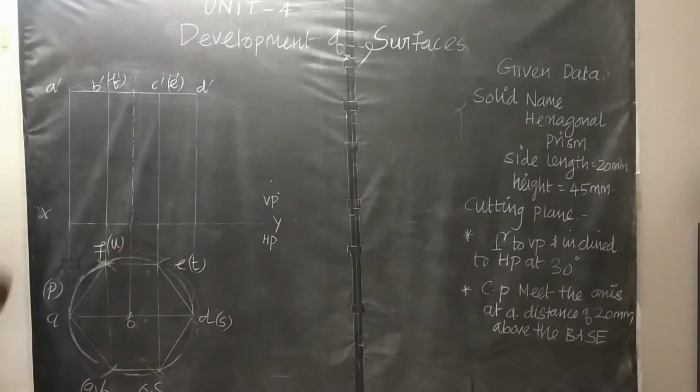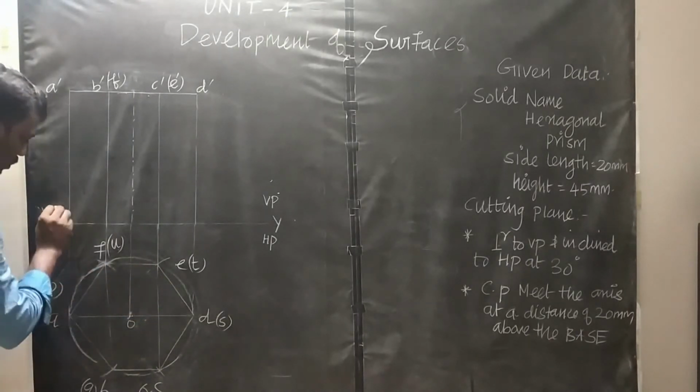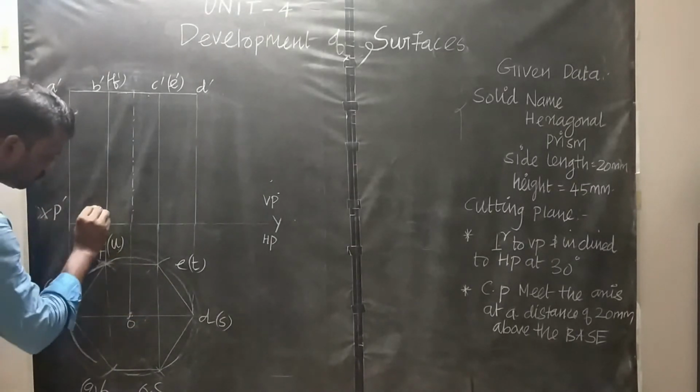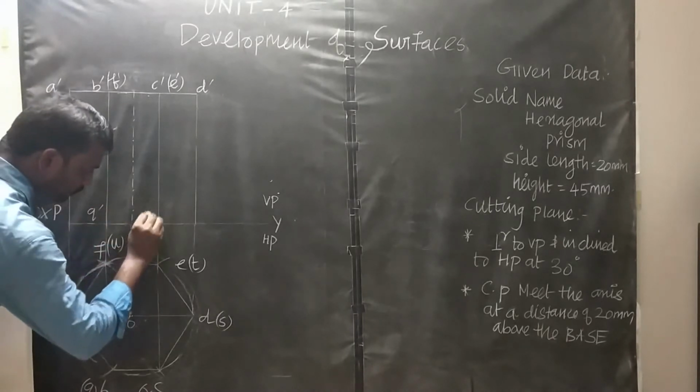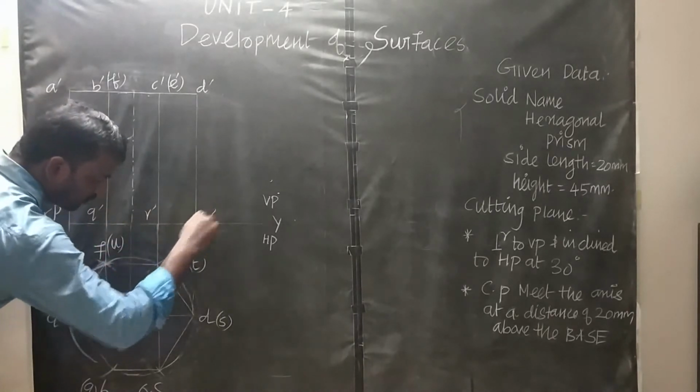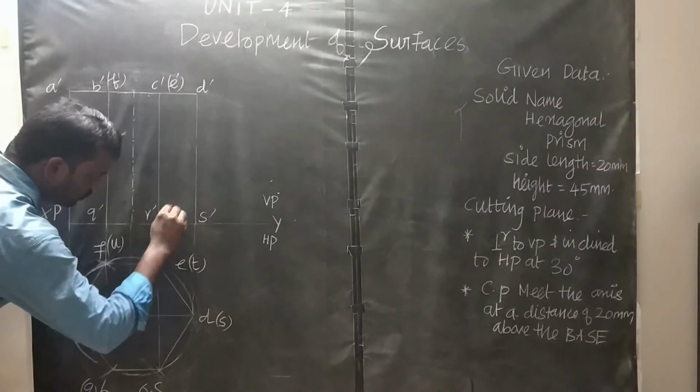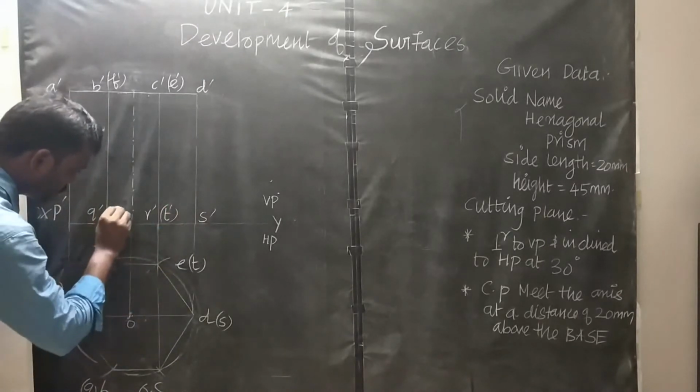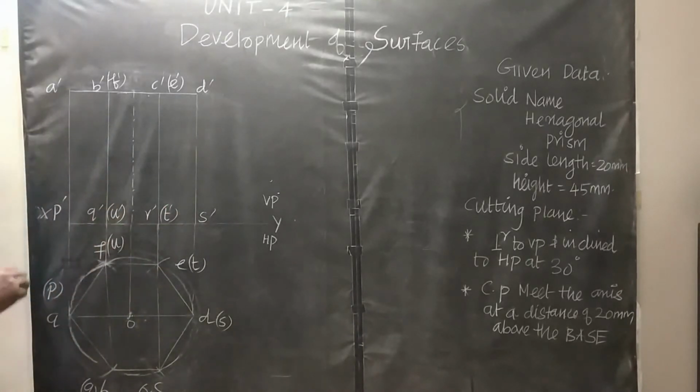According to the front view, PQRS are visible, T and U are invisible. P dash, Q dash, R dash, S dash, T dash, U dash. Okay, now stage 1 is completely finished. Okay, then come to the next step.